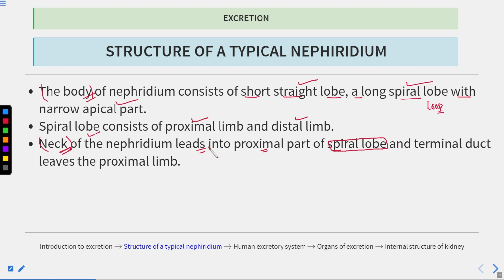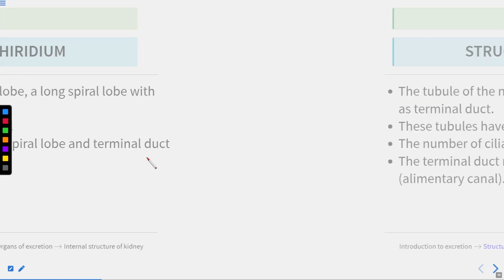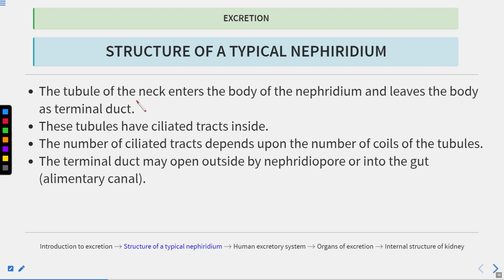So the neck of the nephridium leads into the proximal part of the spiral lobe, and the terminal duct leaves the proximal limb. Now the tubule of the neck enters the body of the nephridium and leaves the body as the terminal duct. Okay, so last was the terminal duct. Now these tubules have ciliated tracts inside. Okay, the number of the ciliated tracts depends on what? They depend upon the number of the coils of the tubules.